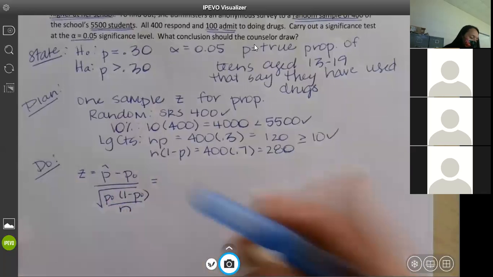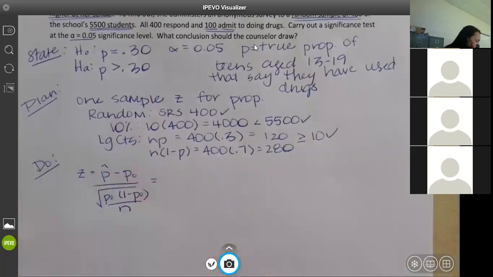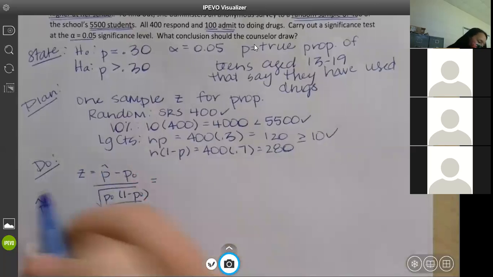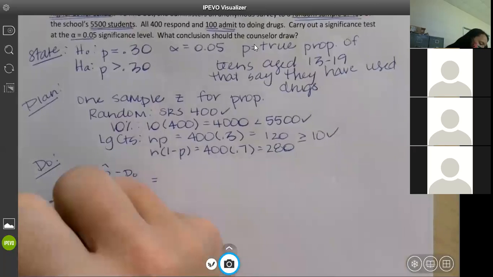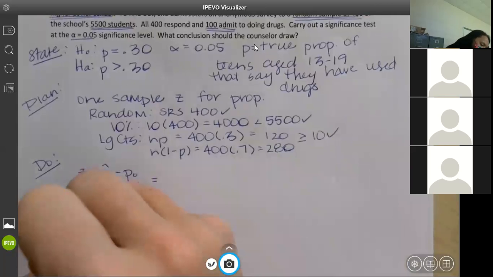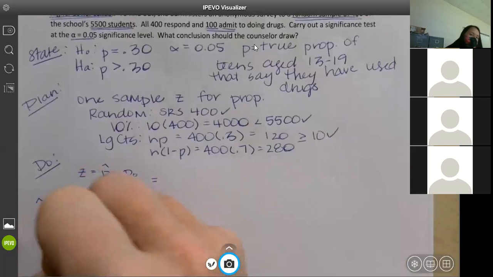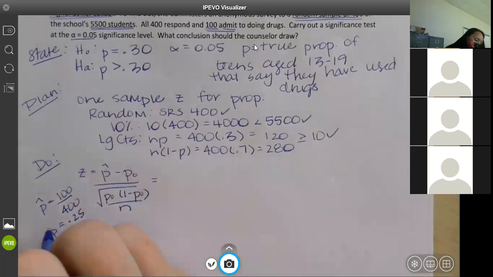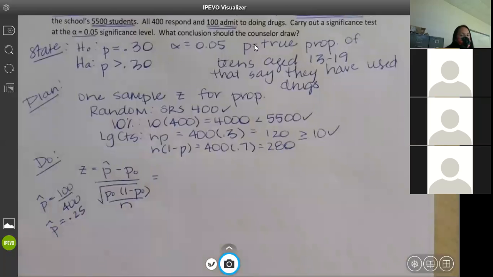So I have P sub 0, but I don't have P hat. What is P hat? How do I get it? And again, that can come anywhere. It doesn't matter where you put that. They'll grade it wherever it's at on the paper.